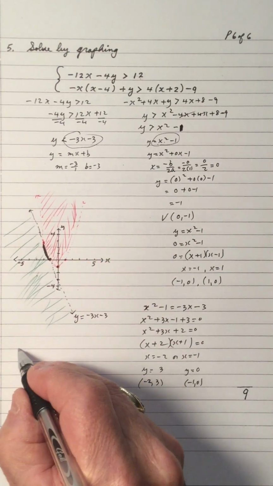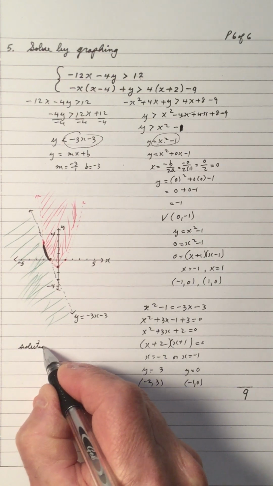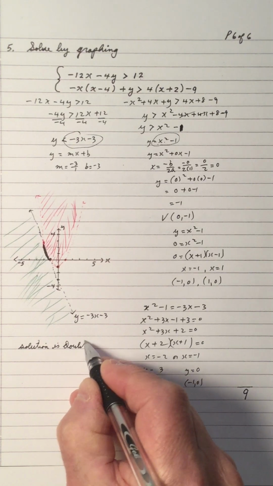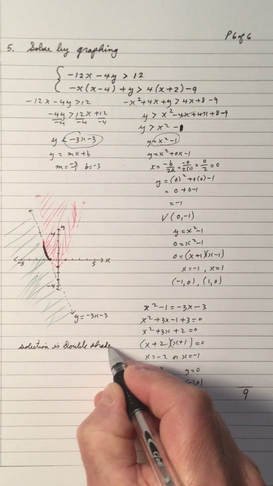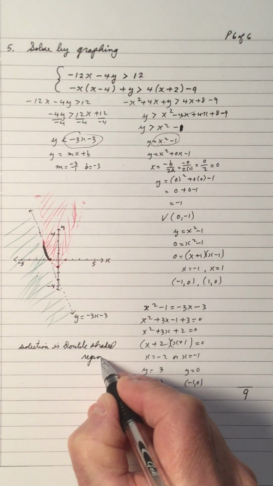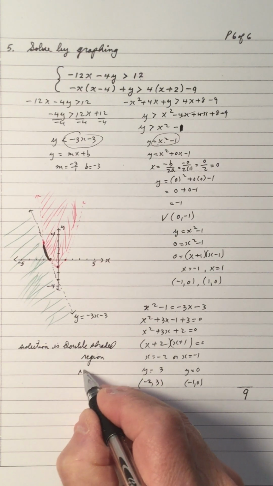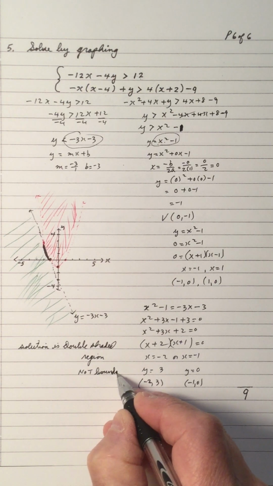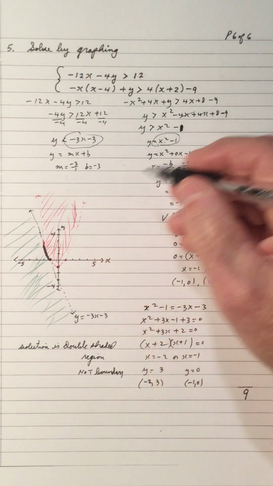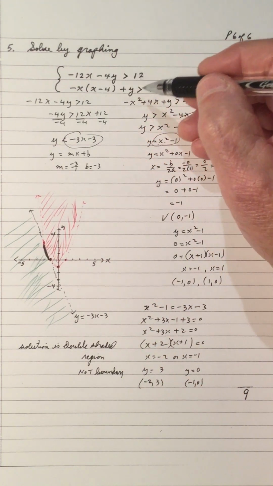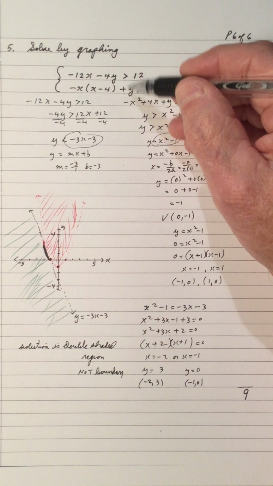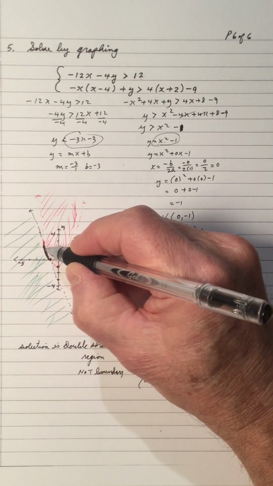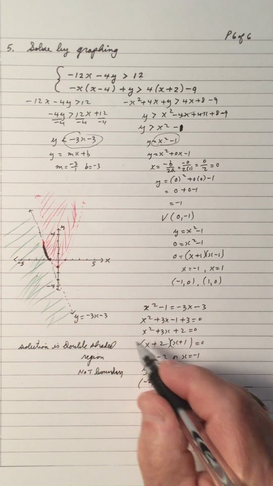So the solution to this system is the double shaded region, but not the boundary. None of the boundaries are there because this is a greater than or less than. There's no equal sign, so the boundaries are not included. So the solution is the double shaded region, or the dark area here.